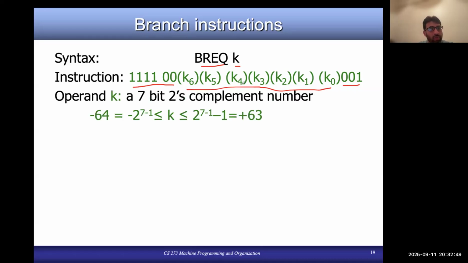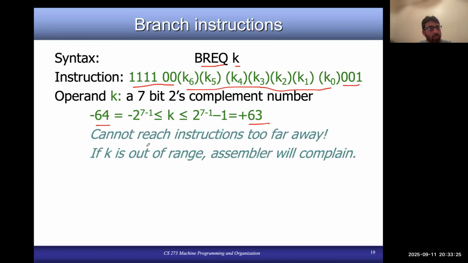Your operand, which is basically an address in this case, is a 7-bit value, and it is a two's complement number. If it is 7-bit and represented as a two's complement number, then its range will be from -64 to 63. I don't want to go again into how this range is calculated. Remember, we discussed it in the first or second or third lecture: how we can calculate the range of a two's complement number which is n bits in size. So this instruction cannot reach instructions too far away.